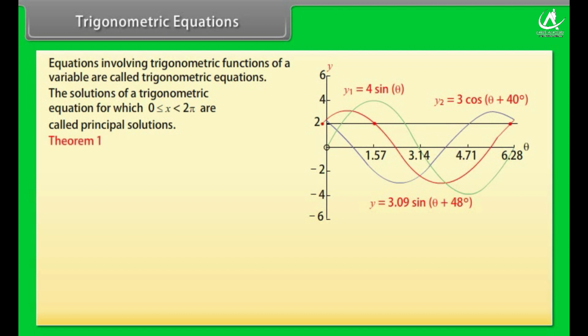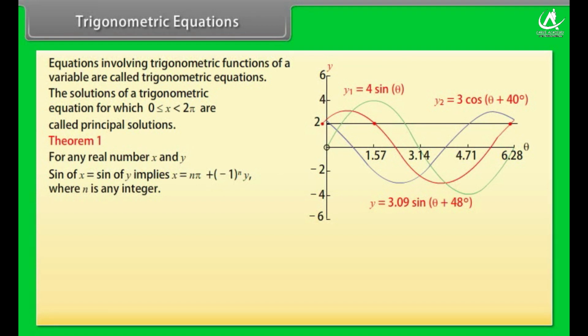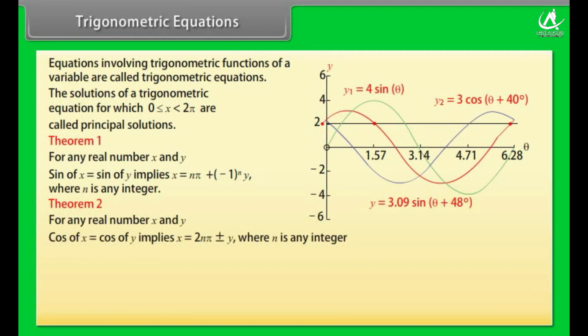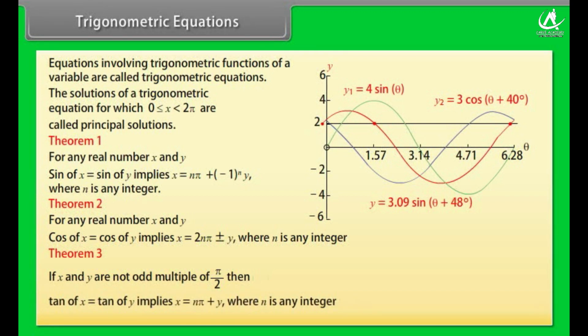Theorem 1. For any real numbers x and y, sine of x is equal to sine of y implies x is equal to n pi plus (minus 1) raised to the power n into y, where n is any integer. Theorem 2. For any real numbers x and y, cos of x is equal to cos of y implies x is equal to 2n pi plus or minus y, where n is any integer. Theorem 3. If x and y are not odd multiples of pi by 2, then tan of x is equal to tan of y implies x is equal to n pi plus y, where n is any integer.